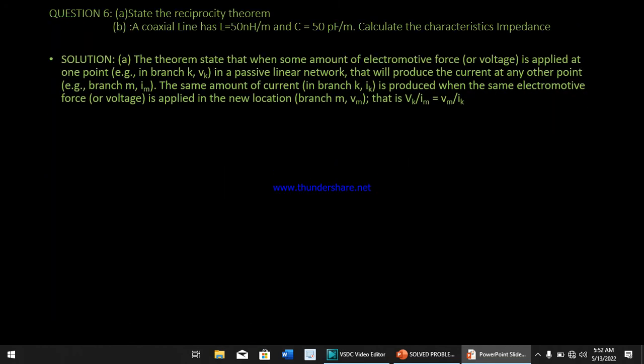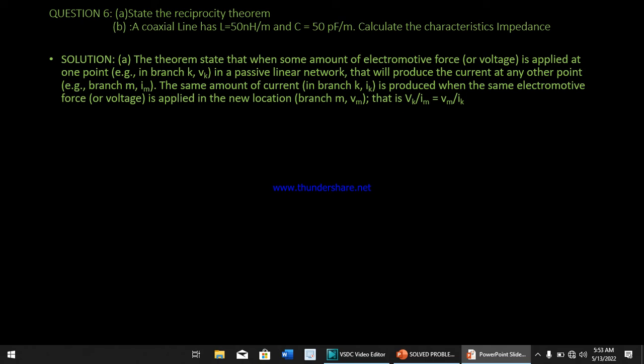Question 6. The A part says state the reciprocity theorem, and the B part gives us a calculation of a coaxial line has L equals to 50 nanohenry per meter and C, which is the capacitance of 50 picofarad per meter. Calculate the characteristic impedance.